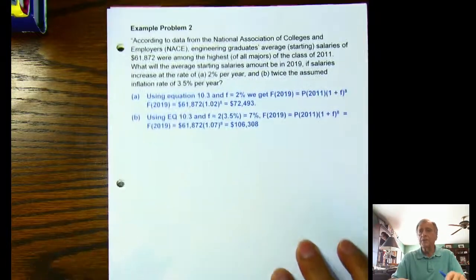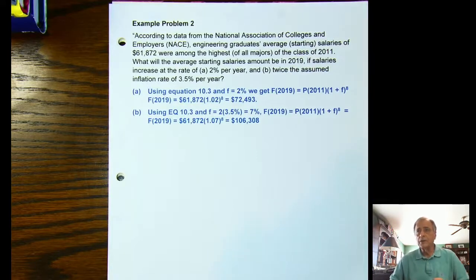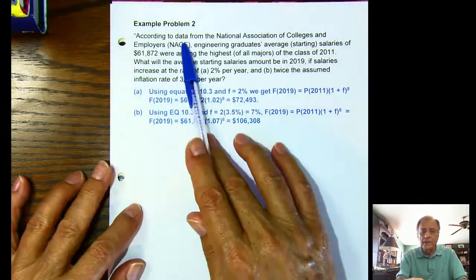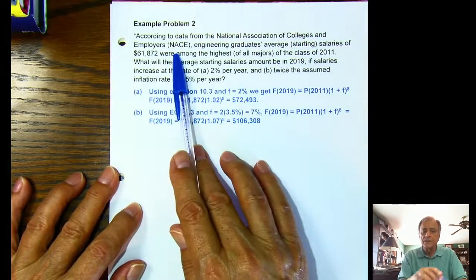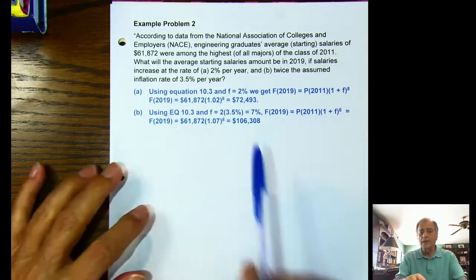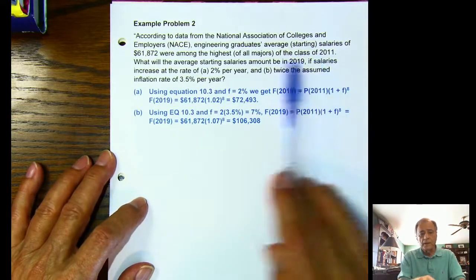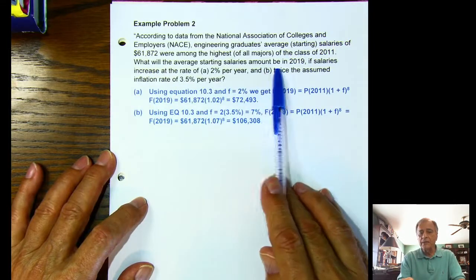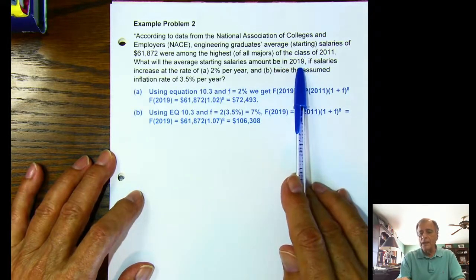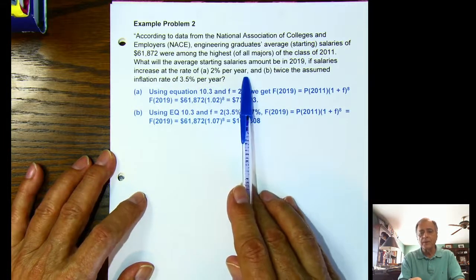Okay, this will be the last part of today's lesson. This is example 2. According to the data of the National Association of Colleges and Employers, engineering graduates' average starting salary of $61,872 was among the highest of all majors of the class of 2011. What will be the average starting salary amount in 2019 if salaries increase at the rate of 2% per year? So let's look at that part.